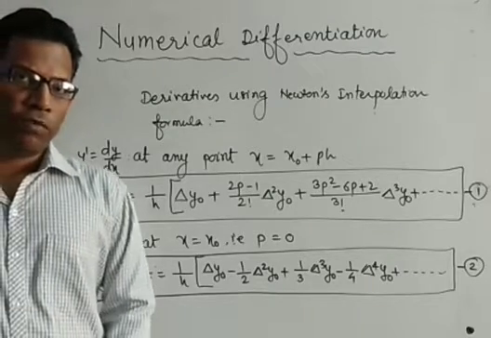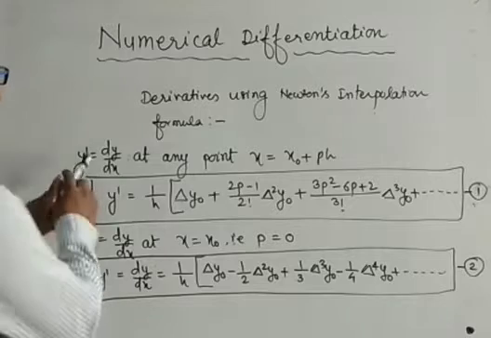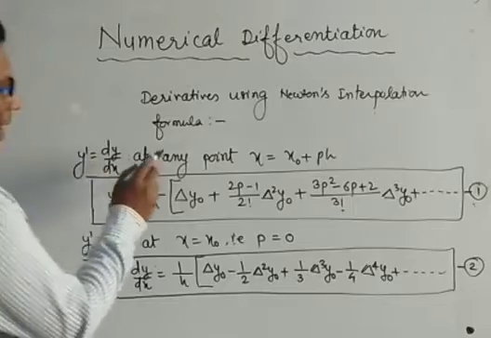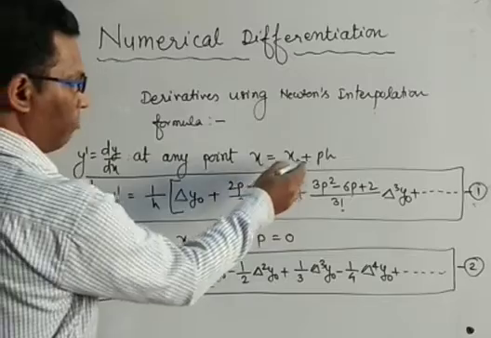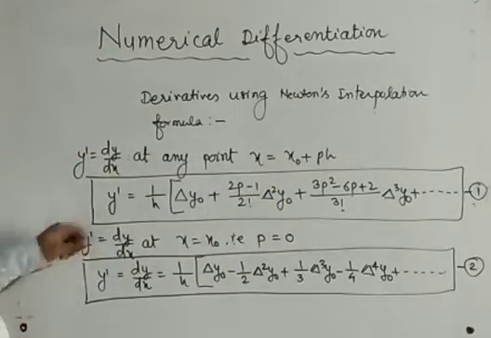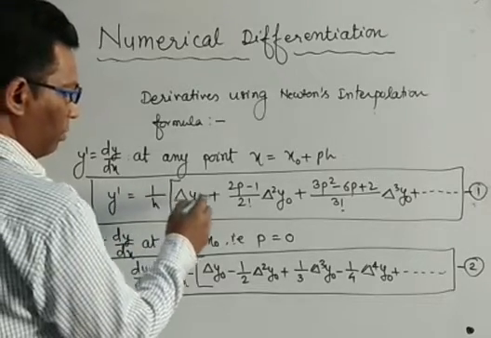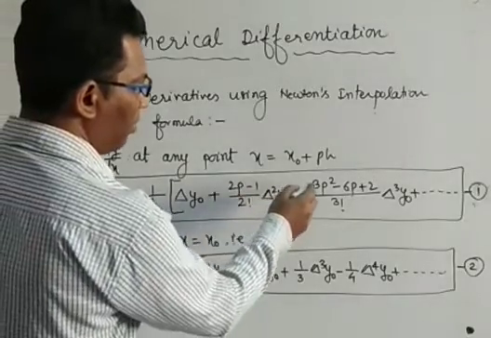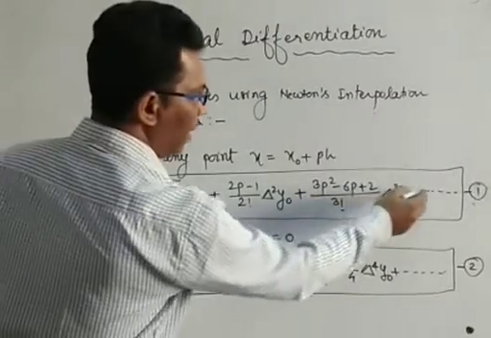Now, फर्स्ट डेरिवेटिव को कैलकुलेट करने के लिए मैंने यहाँ दो फार्मूला लिखा है. फर्स्ट जो फार्मूला है दैट इज टू कैलकुलेट y dash equals to dy by dx at any point x equals to x0 plus ph. That means we have to find the value of p and the value of x0 is given. The formula is y dash equals to 1 by h delta y0 plus (2p minus 1) by 2 factorial delta square y0 plus (3p square minus 6p plus 2) by 3 factorial delta cube y0 and so on.